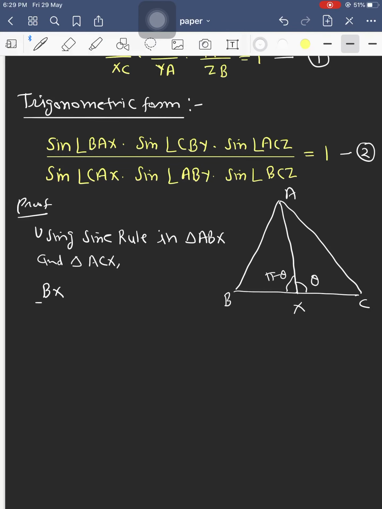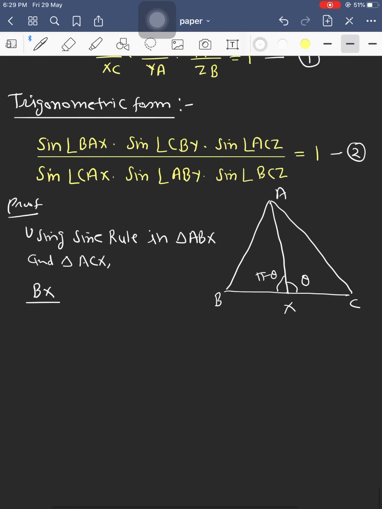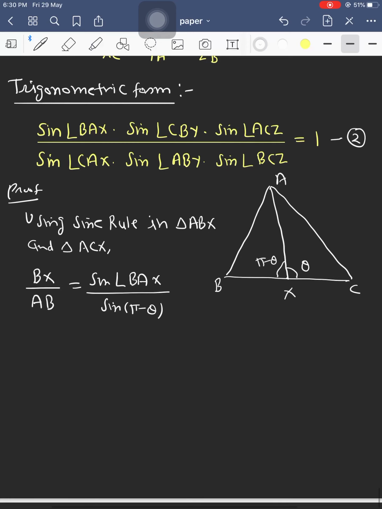BX upon AB. Using sine rule in triangle ABX, we can write BX upon AB equals sine angle BAX upon sine of pi minus theta. And now in triangle ACX we can write CX upon AC equals sine angle CAX upon sine theta.